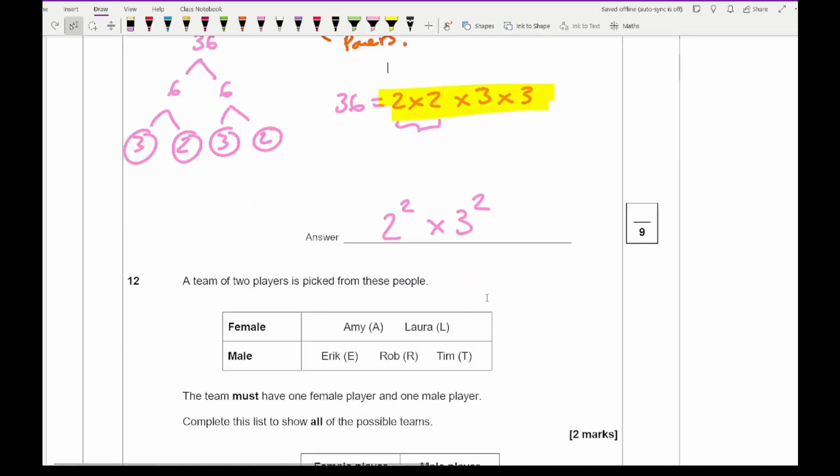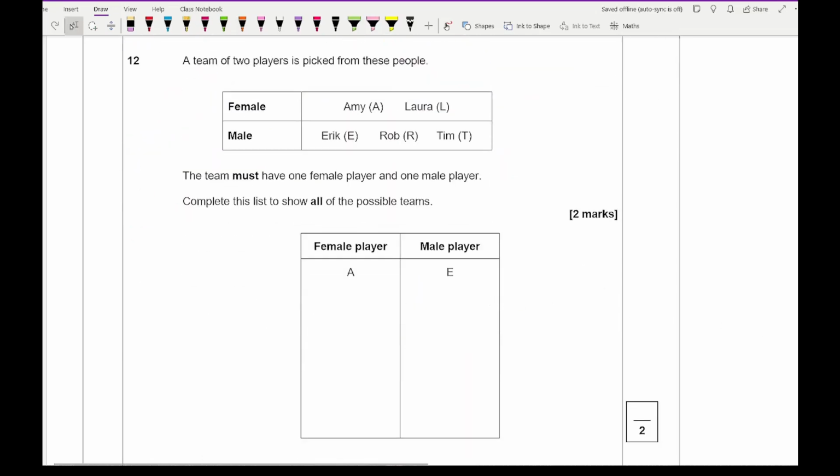Moving on to question 12, it says a team of 2 players is picked from these people, and we've got Amy and Laura in the females. Males, we've got Eric, Rob and Tim, and it says the team must have 1 female player and 1 male player. Complete the list to show all possible teams. Now for this, you want to do this systematically.